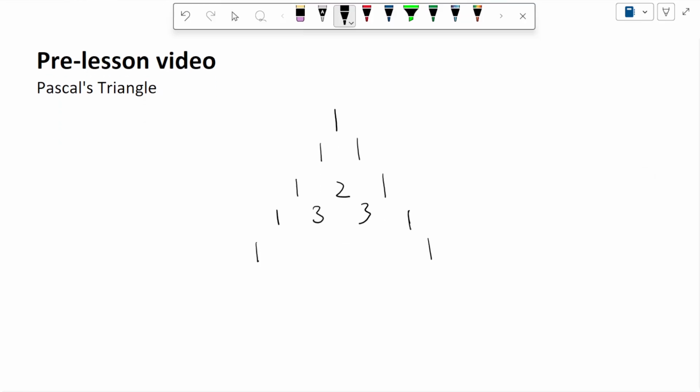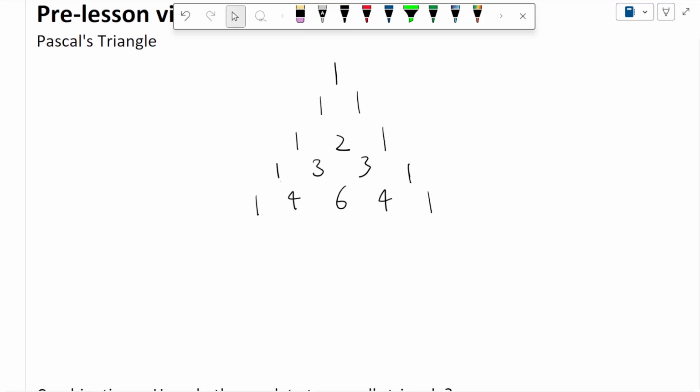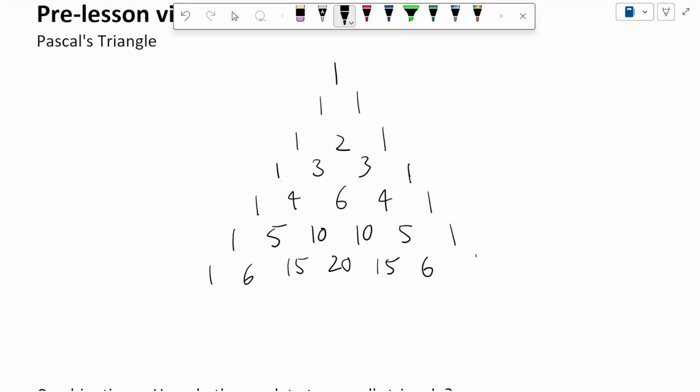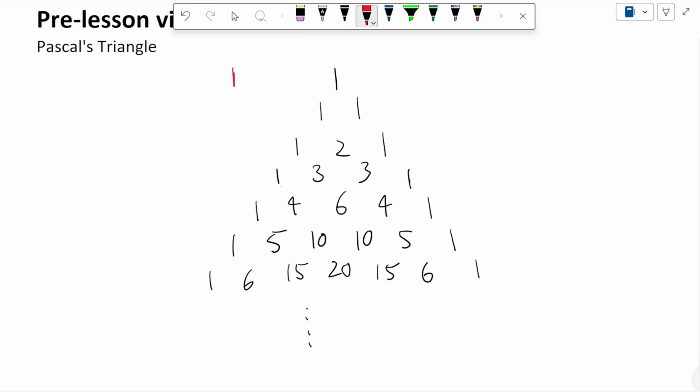And then next row, 1, 1 on the outside. 1 and 3 give you 4. And then we got 6 and then 4. Keep going. 1, 5, 10, 10, 5, 1. And you literally just can keep doing this. 15, 20, 15, 6, 1. It goes on forever. Pascal spent a long time doing this.